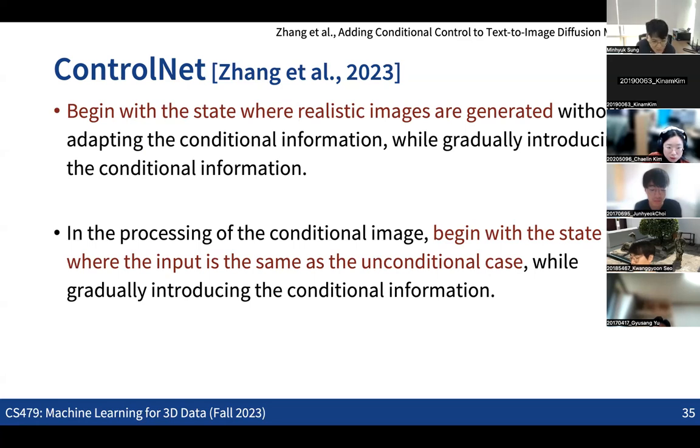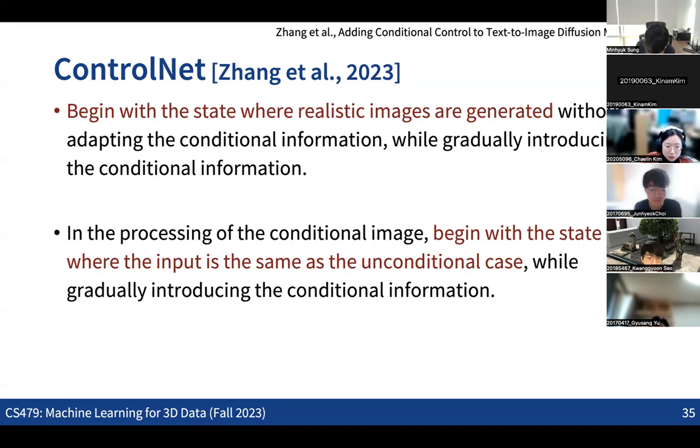So we are starting from there, basically making some kind of realistic data without taking any condition. So what we want to do is fine-tune our network in a way that we can gradually adapt the conditional inputs while still making realistic data. So we are not breaking the neural net by making big changes. We are starting from that, still making all the realistic outputs while not taking any conditional information.